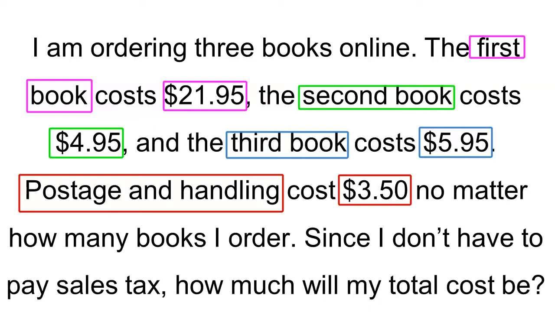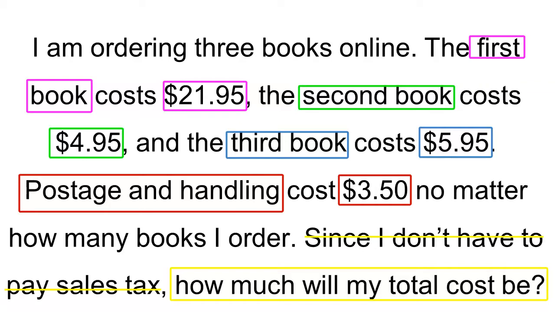And then down here it says, since I don't have to pay sales tax. I know that question comes up every once in a while about, do I have to factor in tax? So no, on this question we do not, because it's saying, since I don't have to pay sales tax, how much will my total cost be? So we're going to focus more on just how much will my total cost be. So this part right here, the since I don't have to pay sales tax, is kind of irrelevant. We don't really need that part. We just want to focus on how much my total cost is going to be.